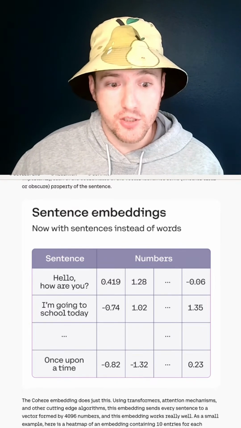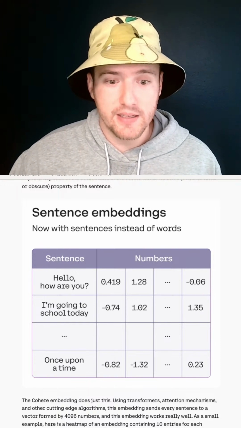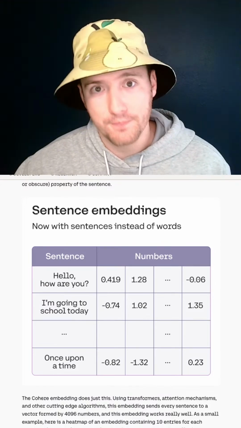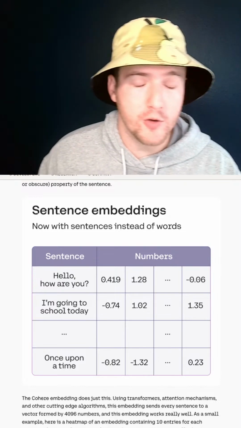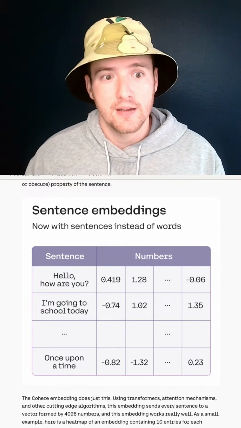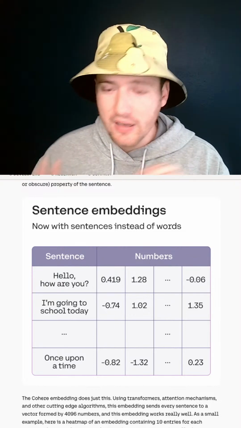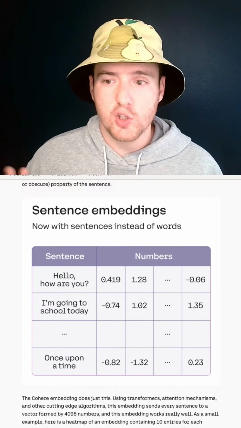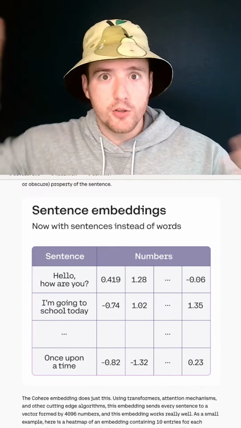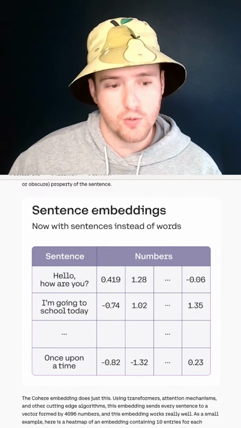The cohere embedding does just this. By using transformers, attention mechanisms, and other cutting-edge algorithms, this embedding sends every sentence to a vector formed by 4,096 numbers, and this embedding works very well. Again, so cohere is taking from a word where it uses 1,024 embeddings, going to sentences where it uses over 4,000 embeddings to help store and process different words and sentences as it's being used. And it may use different schemas or different places to store this information, right? If someone just puts a word versus someone puts a sentence, it's going to need to go to 2 separate areas, but that sentence knowledge is still going to rely on the knowledge from the word. So they're going to have a way to interact.